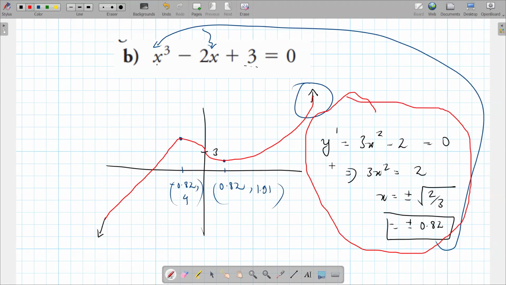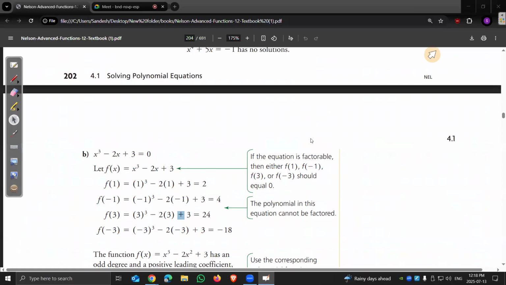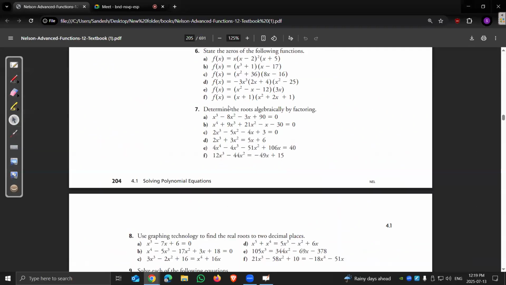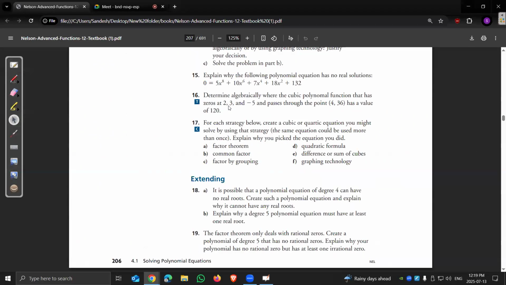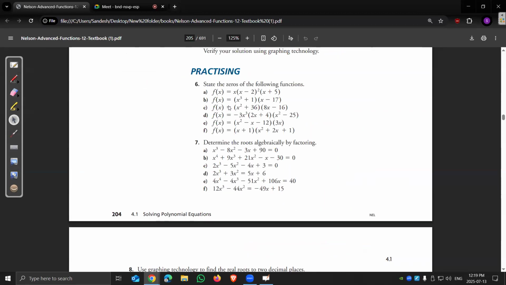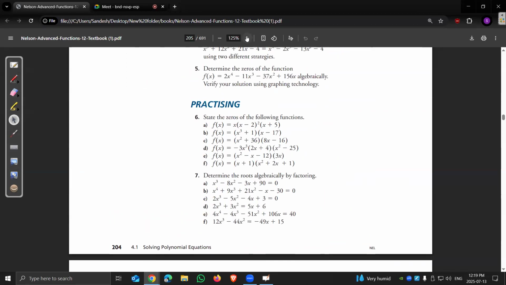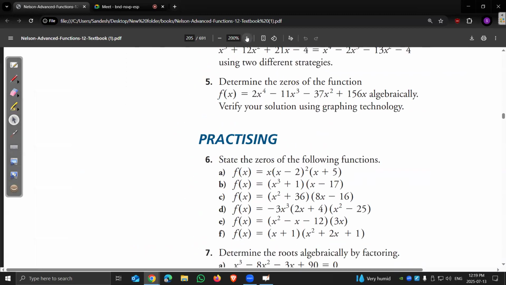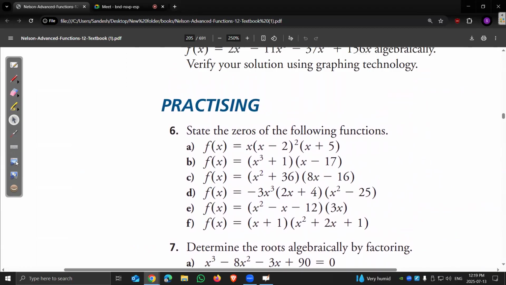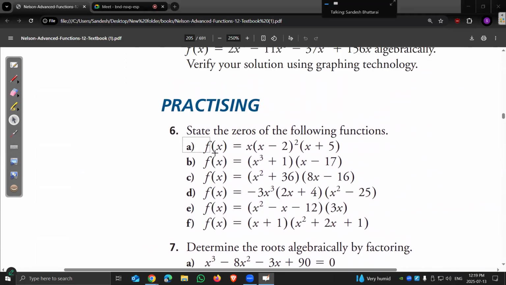But on top of this, what we will do is we will factor it, put in all the x-intercepts, put in all the y-intercepts. We'll just do a quick recap on how to graph a function that is factored.